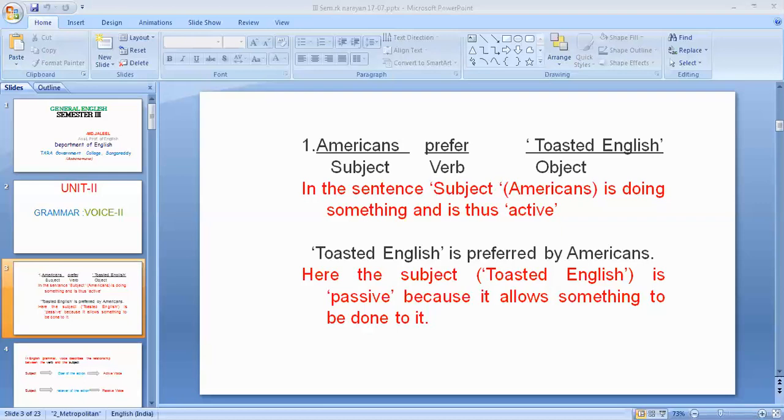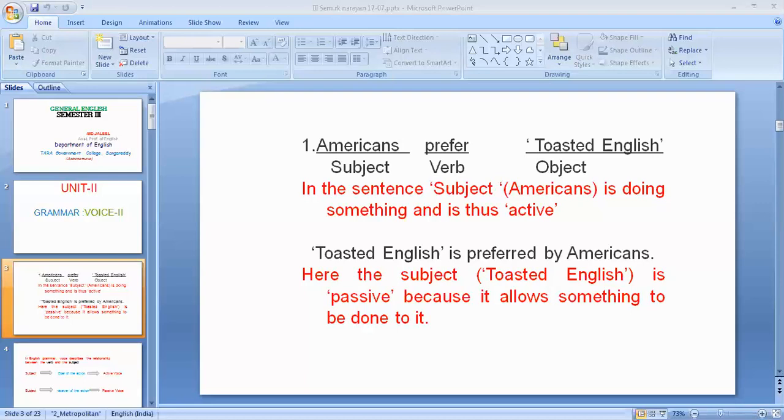The doer of the action are Americans. But what is their position? They are in the object position. And what are they doing the action to? Toasted English. So what is the position of the words toasted English? They are in the position of subject.